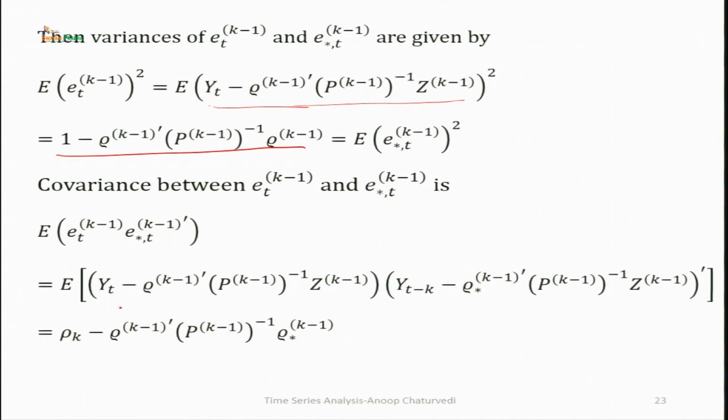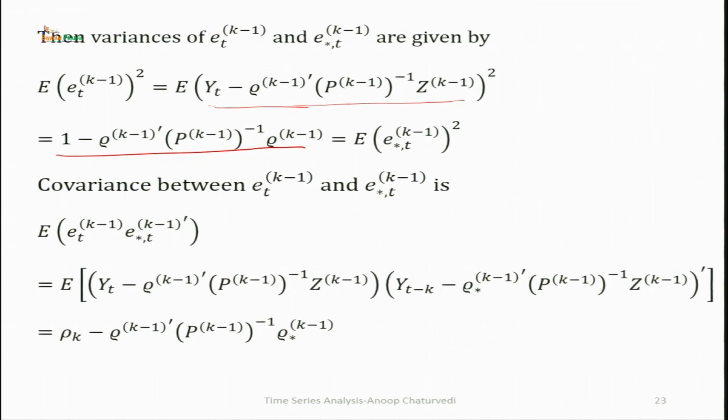So, we take the product of these two terms. The expectation of y_t and y_{t-k}, minus 1, gives you rho k. Similarly, the expectation of minus rho_{k-1} transpose P_{k-1} inverse z_{k-1} into y_{t-k}. You can easily verify that the expectation of z_{k-1} into y_{t-k} is equal to rho star_{k-1}.